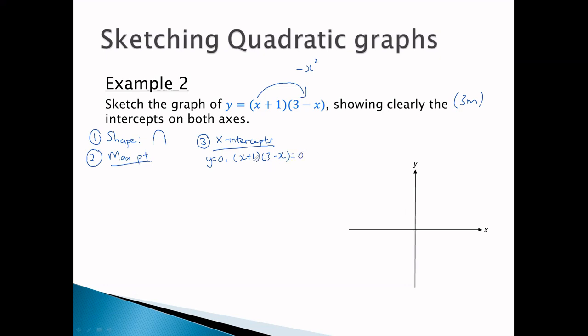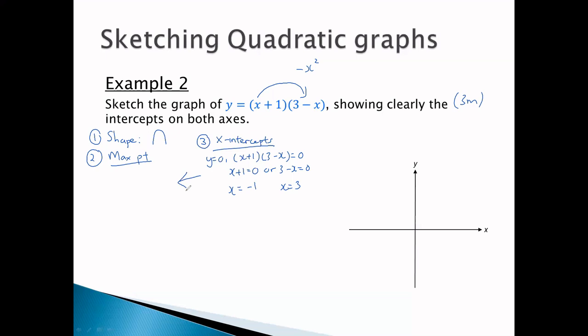Now, how do we solve this? Please do not go and expand it. Let's use the zero product rule. So it's x plus 1 equals 0, or 3 minus x equals 0, and therefore x equals negative 1, or x equals 3. And there we go. I have my x-intercepts. Now, I can find my maximum point.